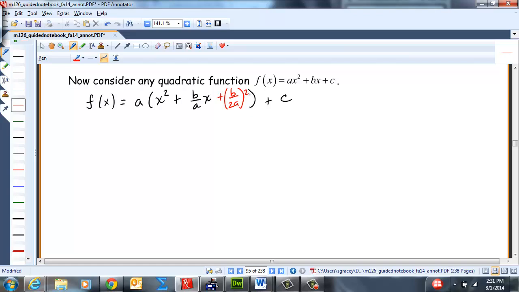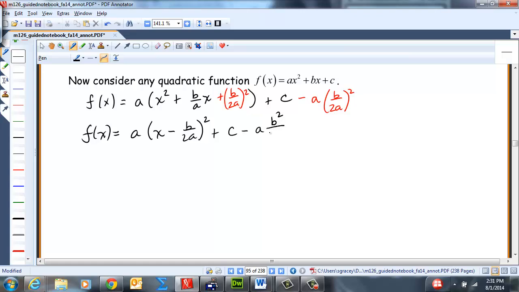Now, what did I adjust this by? I adjusted it by positive a times that quantity. So what I need to do is subtract a times this quantity. All right, moving right along. What I created here is x minus b over 2a, the quantity squared, and then plus c minus a times b squared over 4a squared.